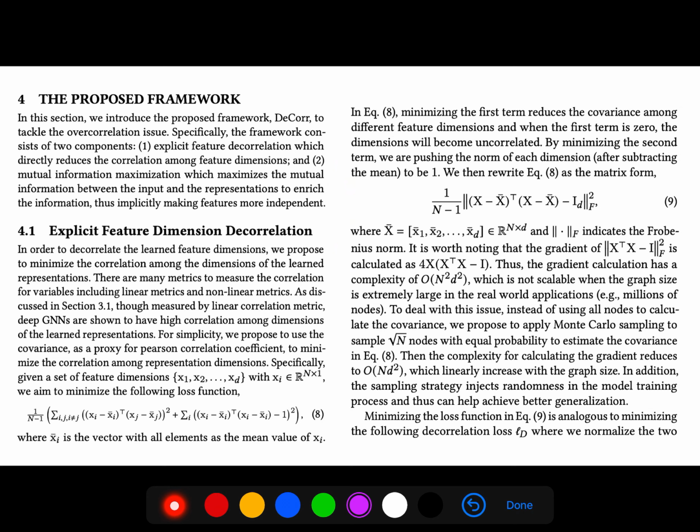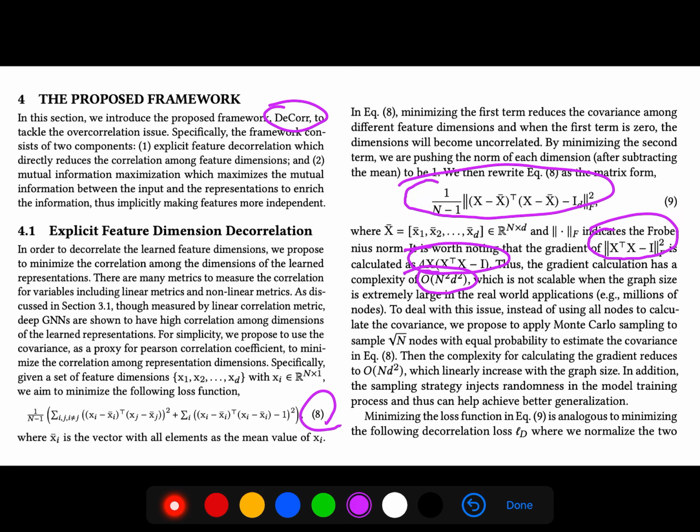So here they propose a framework, DeCorr. The heart of this is that we can write this equation 8 as a matrix form. And this is the Frobenius norm. So this gradient with respect to X transpose is calculated as this. So the gradient calculation has this order of complexity, which is not scalable when the graph size is extremely large.